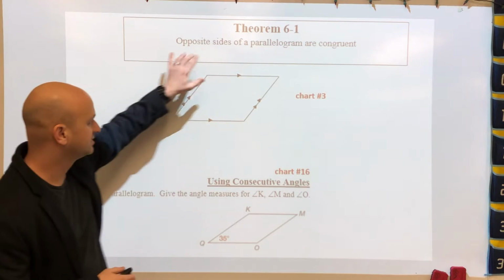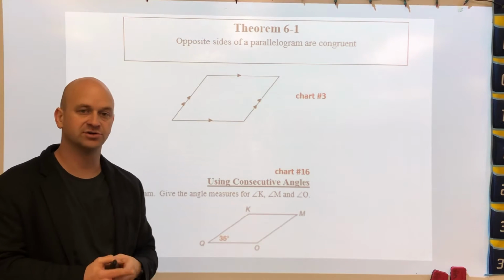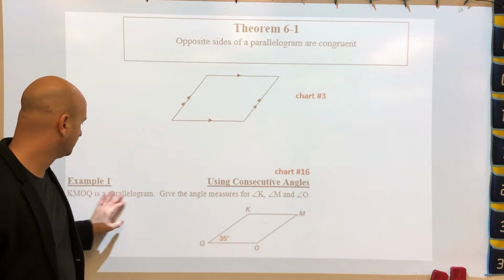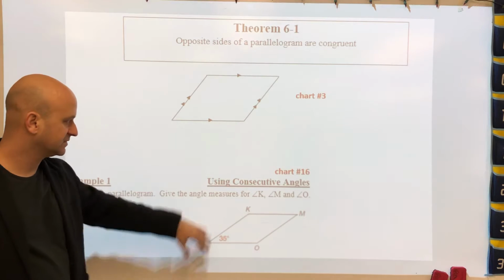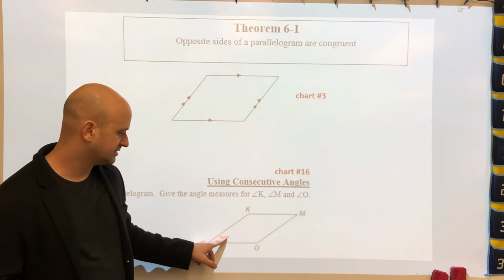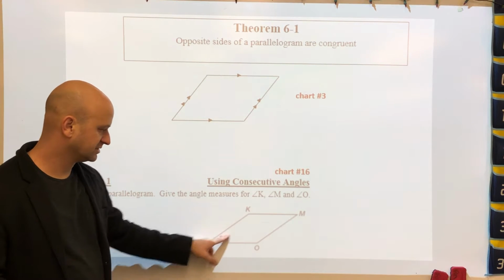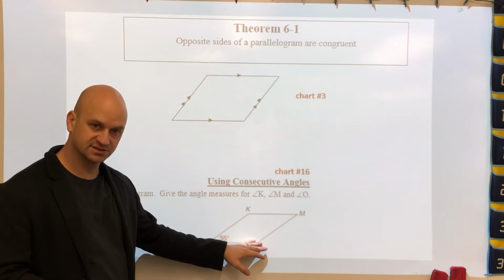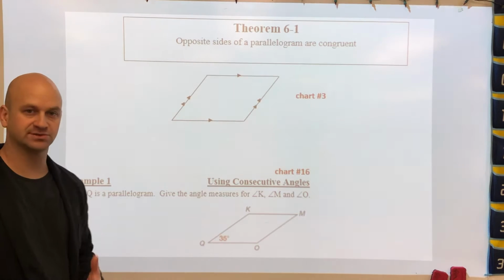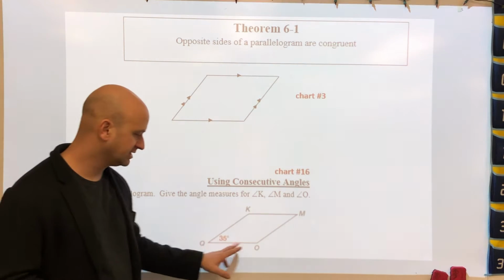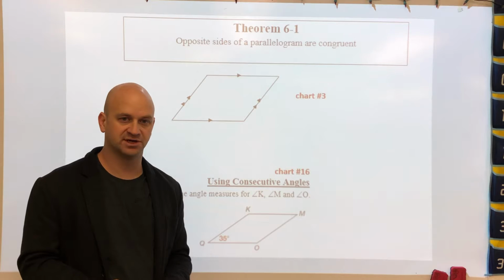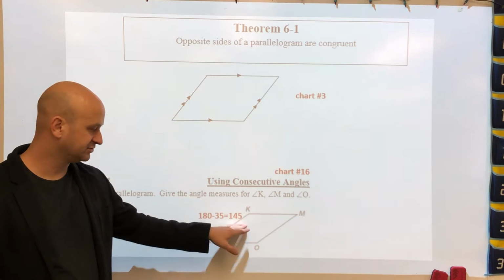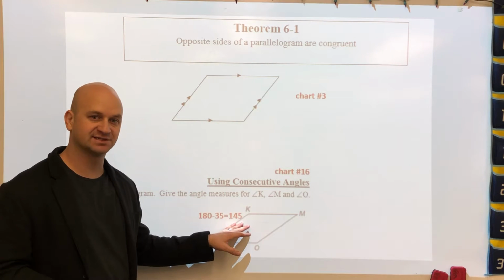So the first theorem says opposite sides of a parallelogram are congruent. So if one side is 12, the opposite side will be 12. The next property we're going to see involving angles is that these two angles in this parallelogram are called consecutive angles, and consecutive angles are going to be supplementary. So this angle plus this angle are going to add up to 180 degrees. So if you take 180 minus what's given, you'll get the other angle.